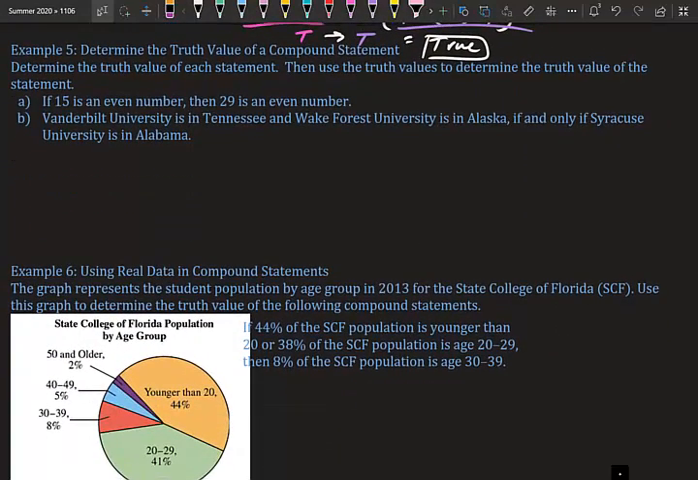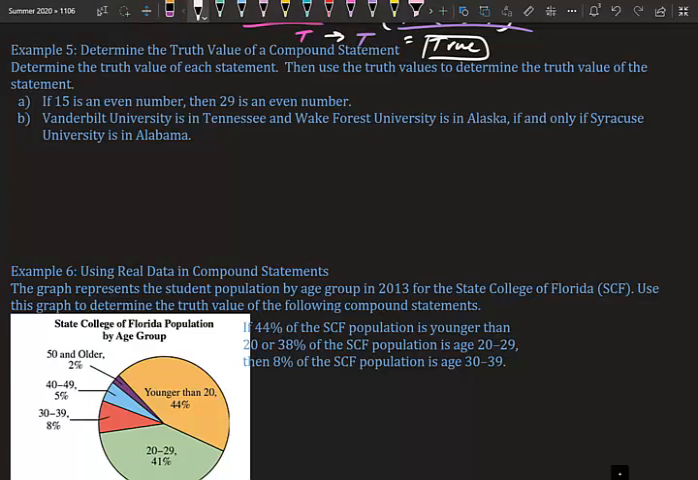All right, determine the truth value of a compound statement. So this is like that Zac Efron question. If you have to Google a few things, that's okay, because in class, if this were a test, I would tell you, if you don't know something, please come to me. Like, if you don't know that Vanderbilt is in Tennessee, or where Wake Forest University or Syracuse is, you could have come to me in class and I'll tell you where it is, okay? Because that's not your fault if you don't know that Vanderbilt is in Tennessee. That's okay. All right, so let's determine the truth value of each statement.